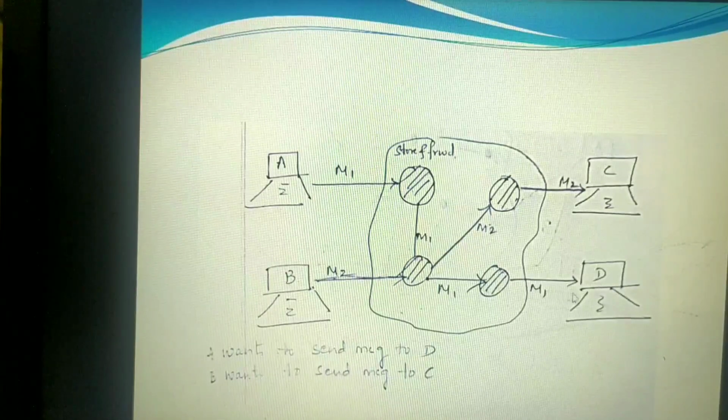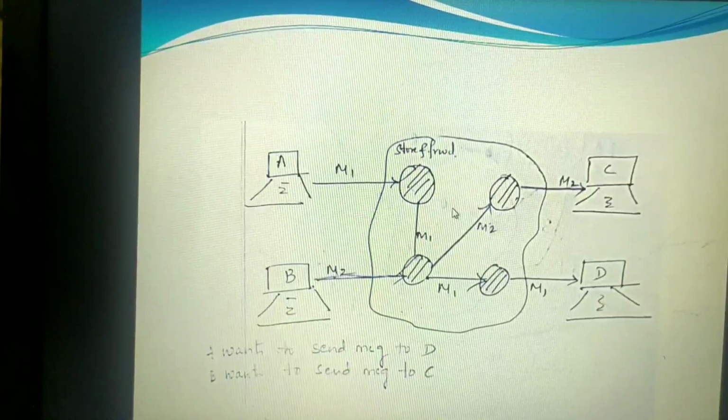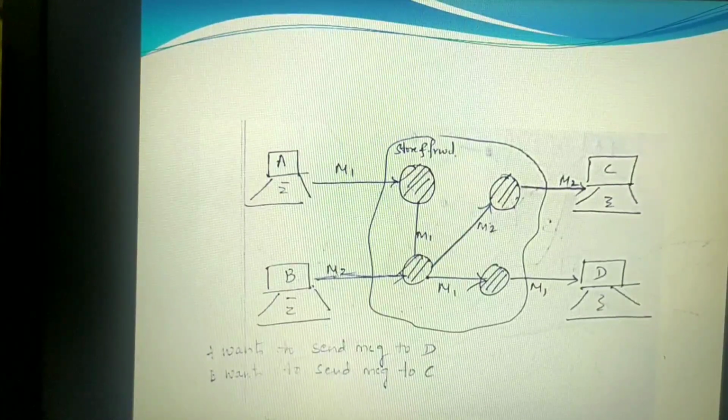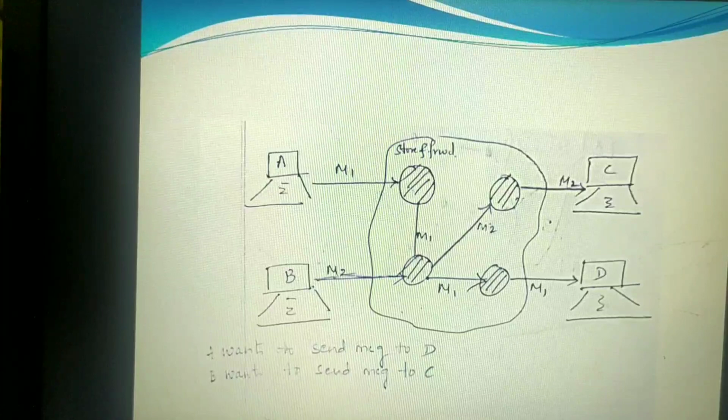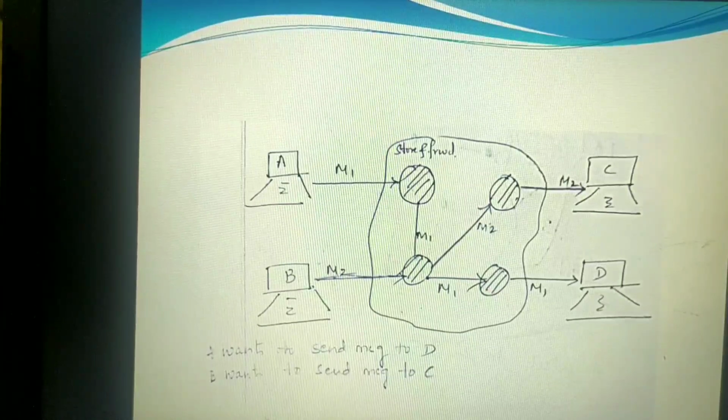And then M1 will reach the destination. After M1 moves, then M2 will be stored here. Depending upon the destination, it will forward to the next nearest and the next nearest to the next destination. These are the disadvantages of message switching: the buffer size should be more, and more delay is there in case of message switching. Okay, then let us see the next one.